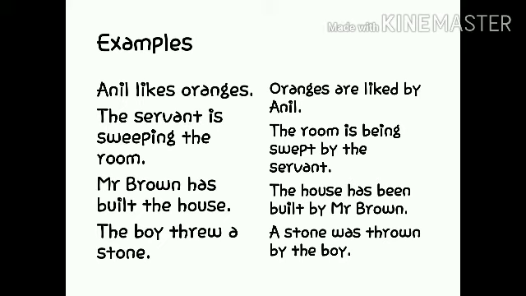Now see a sentence from simple past tense: the boy threw a stone. Bring the object, stone, and in simple past tense the verb structure is was or were plus V3. A stone, singular subject, so we have to use the helping verb was. A stone was threw, that should be changed into V3 form, thrown. Throw, threw, thrown, the third form. A stone was thrown by the boy.